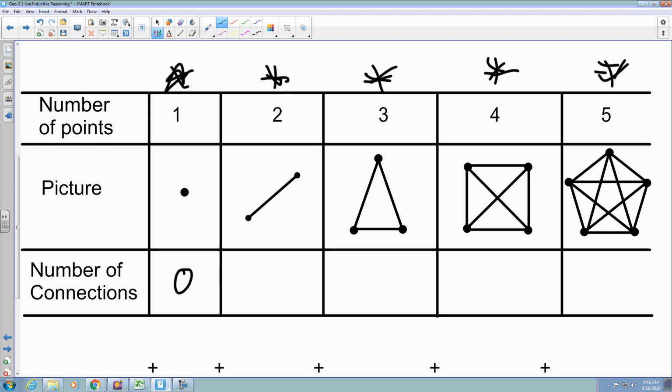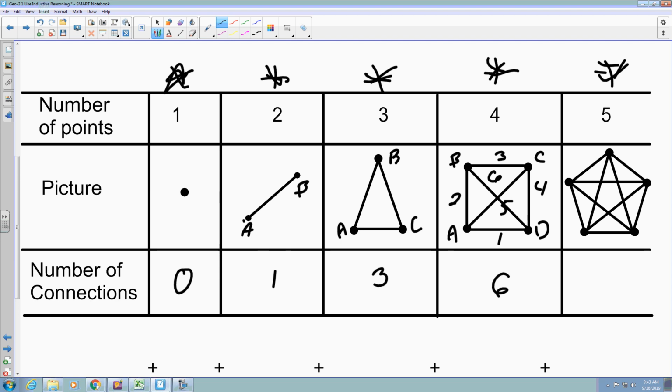When you have 2 points here, say point A and point B, we have 1 connection. If we look at 3 points, let's say A, B, and C, it looks like AB, AC, and BC. So we have 3. All right, let's get more challenging. So I got A, B, C, and D. Looks like I have 1, 2, 3, 4, 5, and then 6.